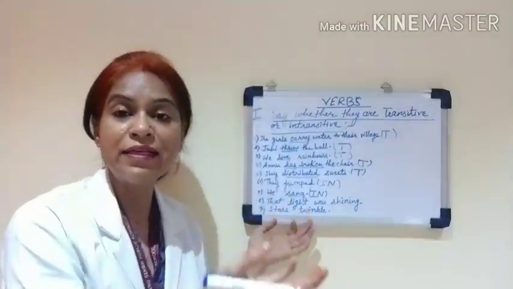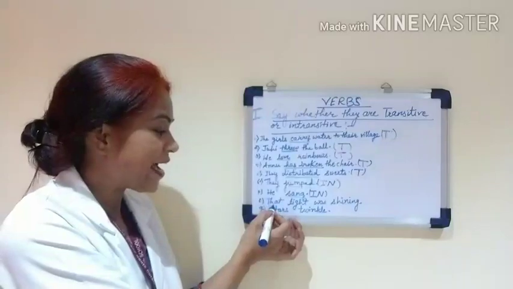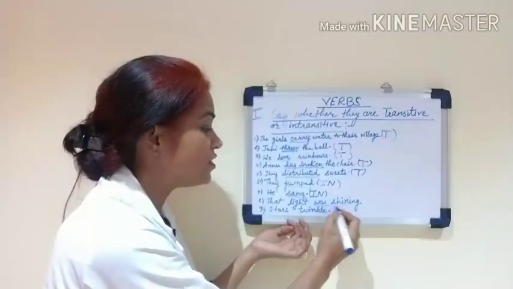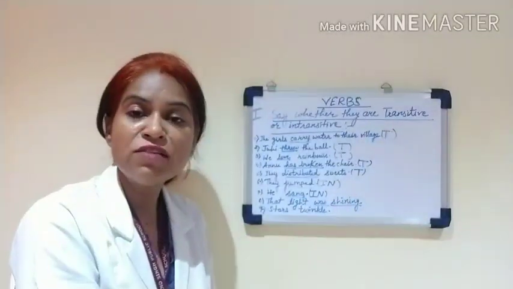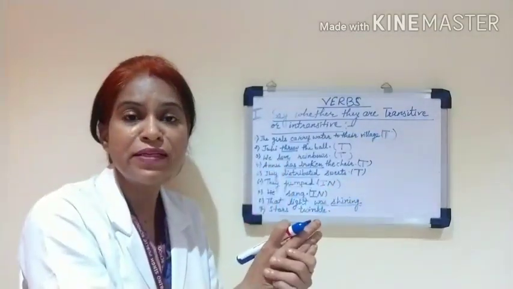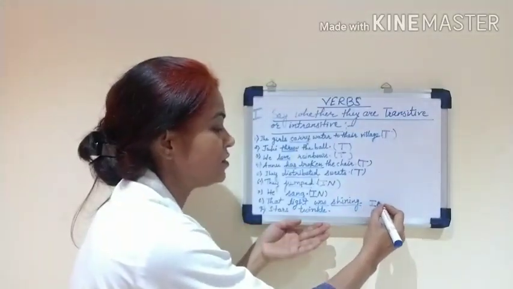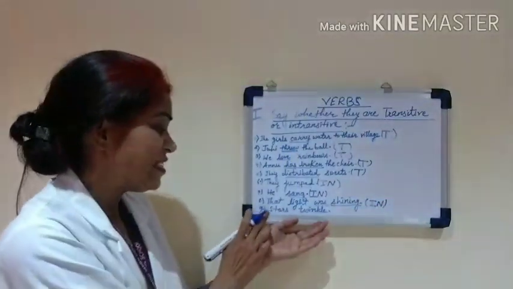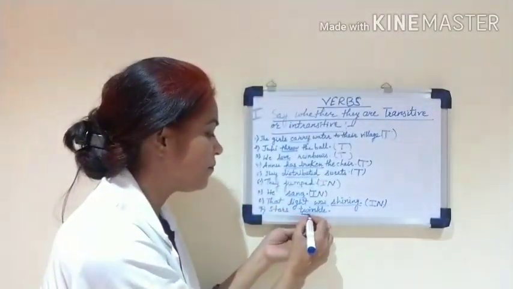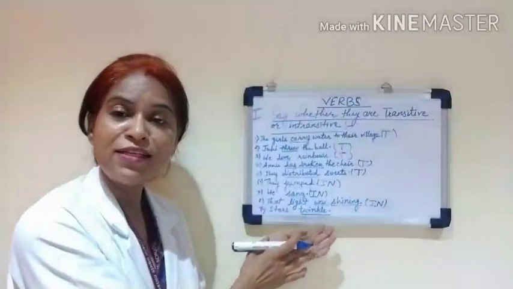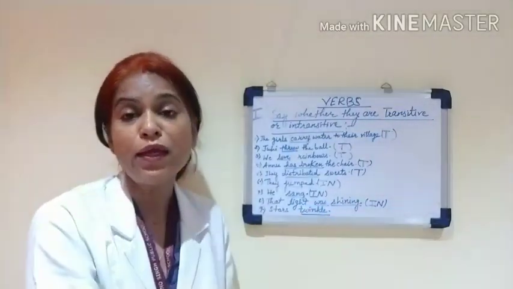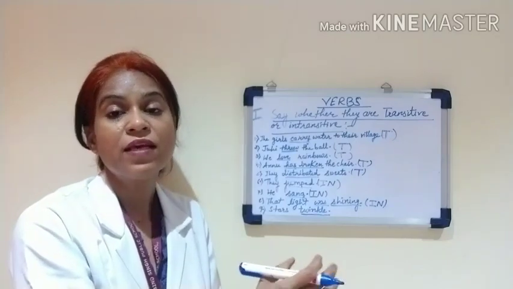It is already clear. Next, the light was shining. What is the verb here? Was shining. This sentence also gives a clear idea. This verb doesn't require any object to complete the sentence. So this is also an intransitive verb. Next, stars twinkle. What is the verb here? Twinkle. If you read this sentence, you can easily understand. So twinkle doesn't require any object to complete its meaning.